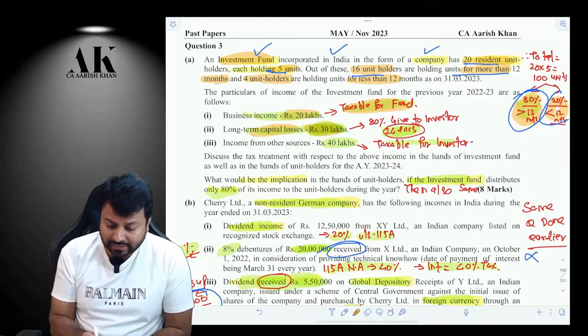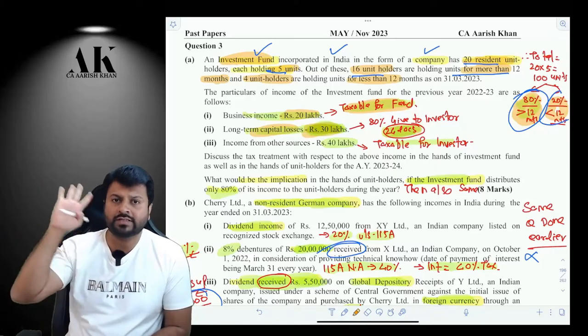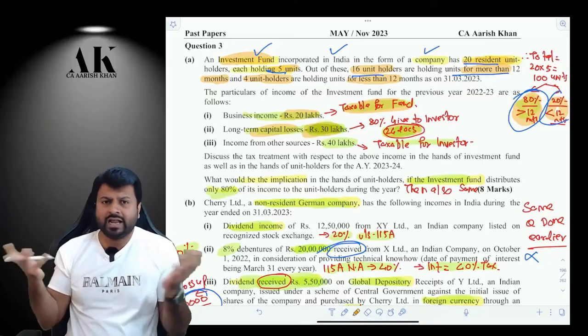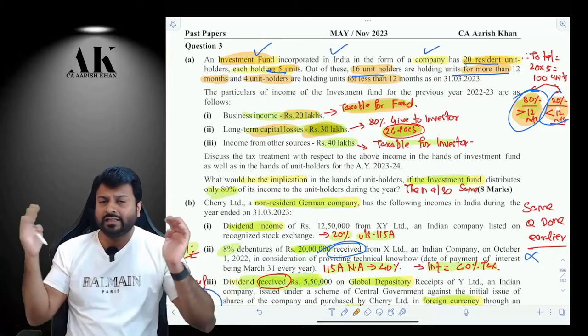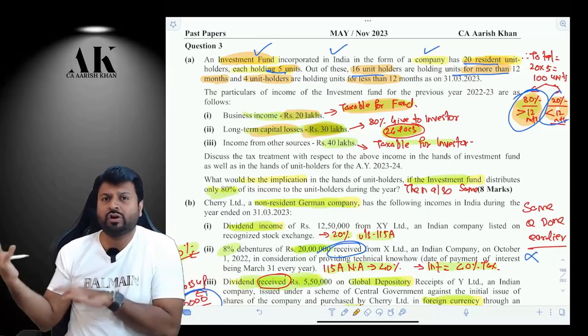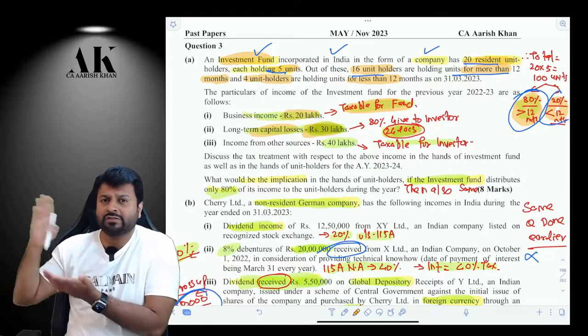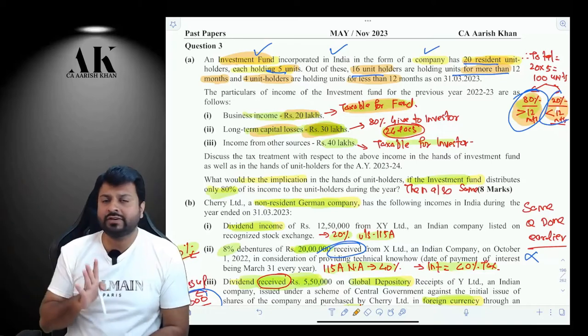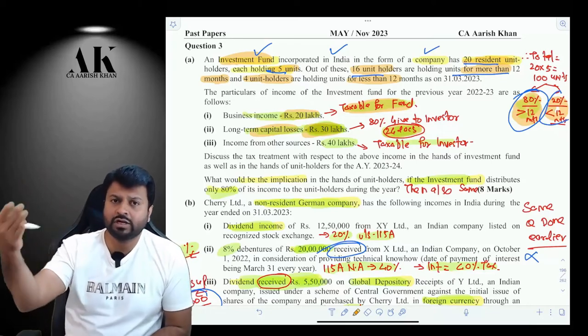Therefore, out of this 30 lakhs, you can attribute 80% to the investors. Which investors will carry forward and set off in subsequent years for 8 years? Because in the current year, anyways, there is no loss. There is no gain against that. The investors cannot set off because in the current year, there is no long-term capital gains. There has to be long-term capital gains to set off a long-term capital loss. So out of 30 lakh loss, you can attribute 80% to the investor. Why? Because the units are held for more than 12 months, you can attribute.